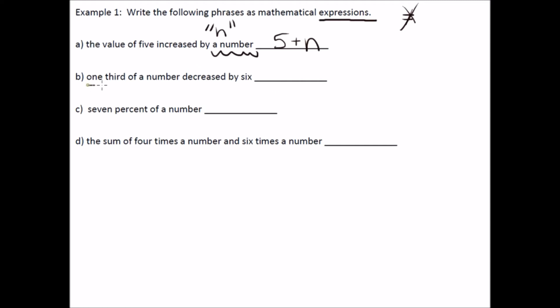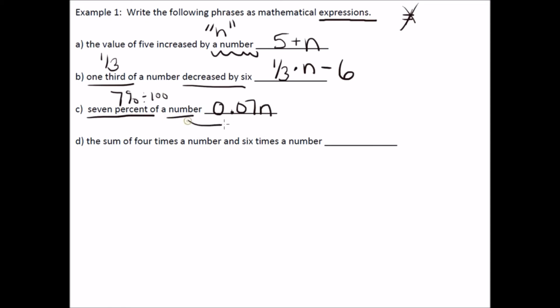Okay, B, 1/3, we're thinking 1/3 of a number, so maybe 1/3 of N. Decreased by 6, so minus 6. Okay, 7%. So when we see 7%, we think of 7 and then a percent sign, but when we actually work with a percentage, we have to convert it into a decimal. So we're going to take that, we're going to divide it by 100. So 7% of a number, again, a number is that N.